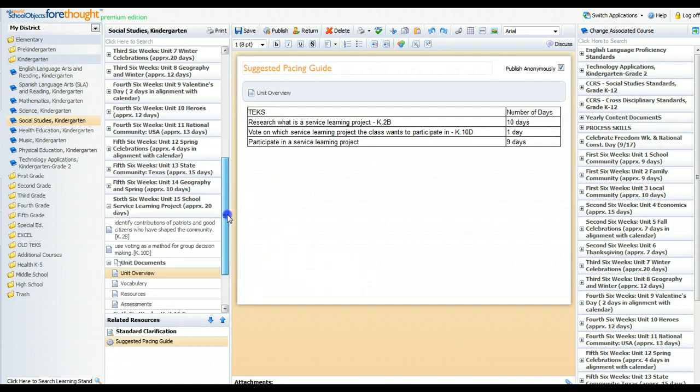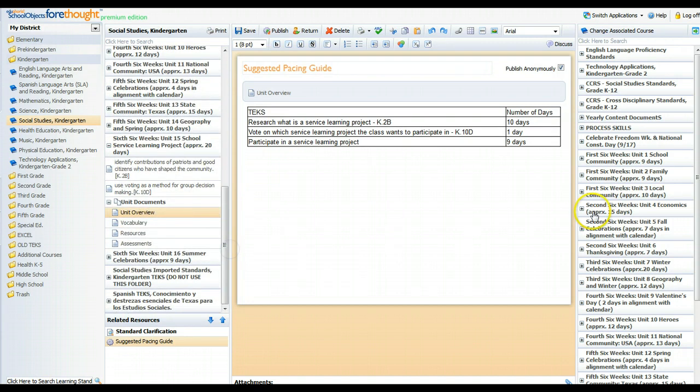Okay, and then we're finalizing your 6 weeks with summer celebrations. I have 9 days for this. And remember, these are approximate, the most important thing is you get this in before you go on summer vacation. I know you're excited, you're almost right there. So let's look at our unit documents here.